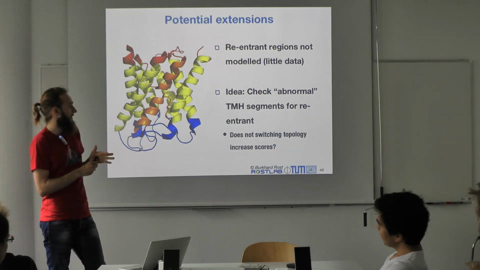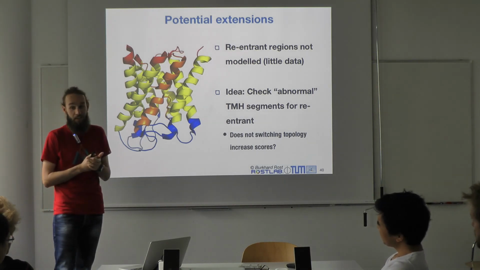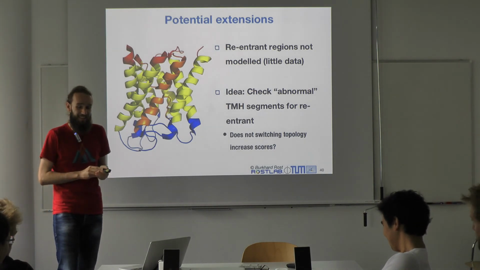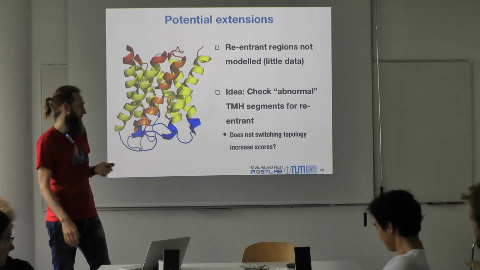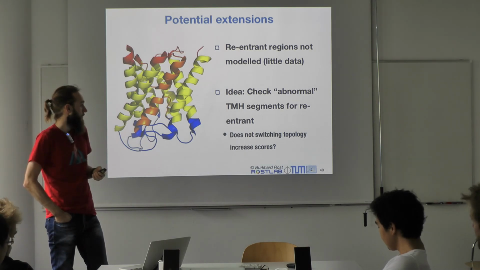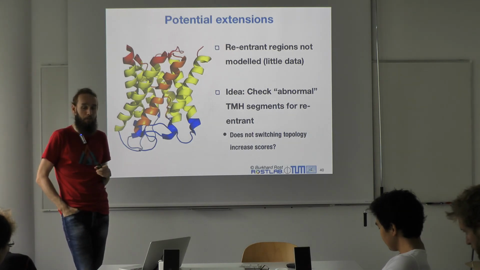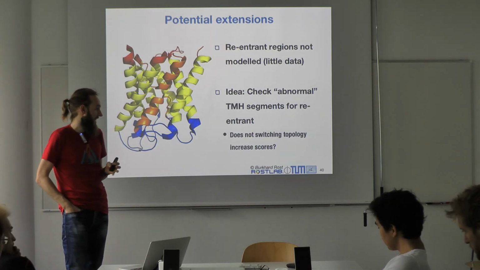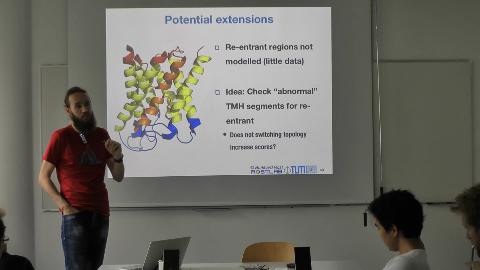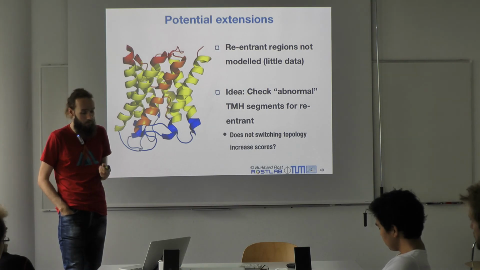I would have to ask him about the exact number. I believe it's like 15 helices or so in the complete data set that are reentrant. And training a predictor on 15 inputs, we did not want to go there, but hopefully we will soon get more data, and then that would be an extension of the method. For example, looking at helices that look strange in their length maybe, or that have signals that are not as the others, and then we could check, okay, if we now change topology, does that actually improve the score? Maybe this then is a reentrant helix. But for that, we just need more data.